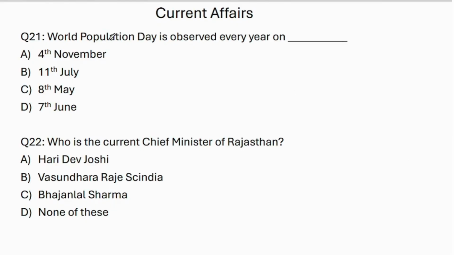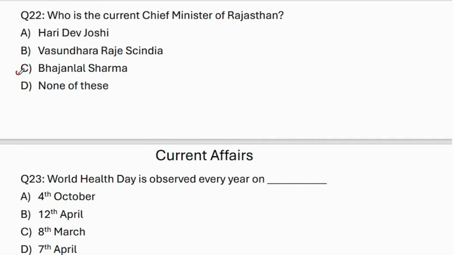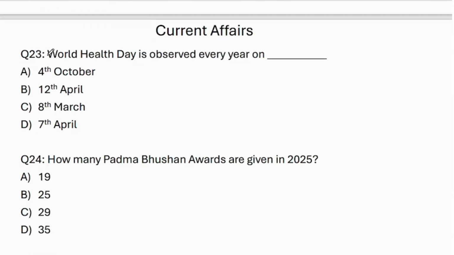First question in current affairs is World Population Day is observed on. World Population Day is observed on 11 July. Just keep this in mind. Who is the current Chief Minister of Rajasthan? It's Bhajan Lal Sharma. Earlier, Vasundhara Raje Scindia was the Chief Minister of Rajasthan. The current Chief Minister is Bhajan Lal Sharma.